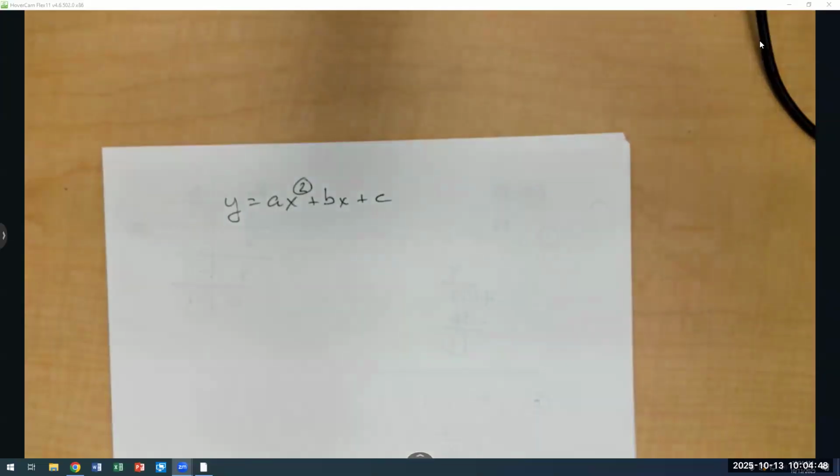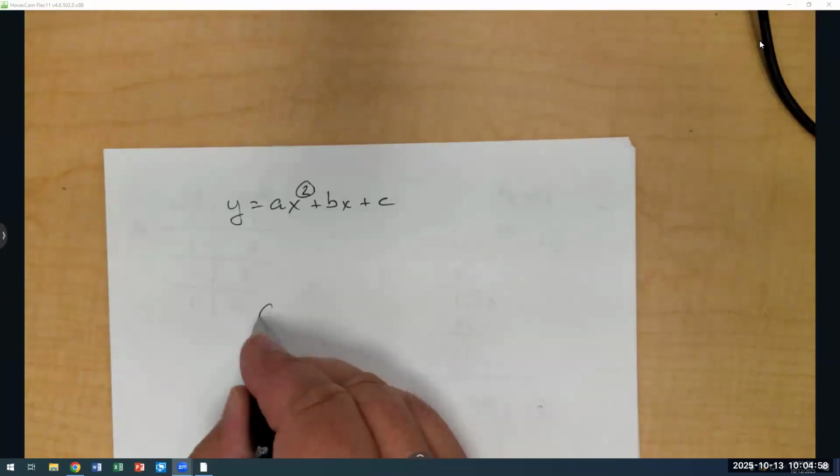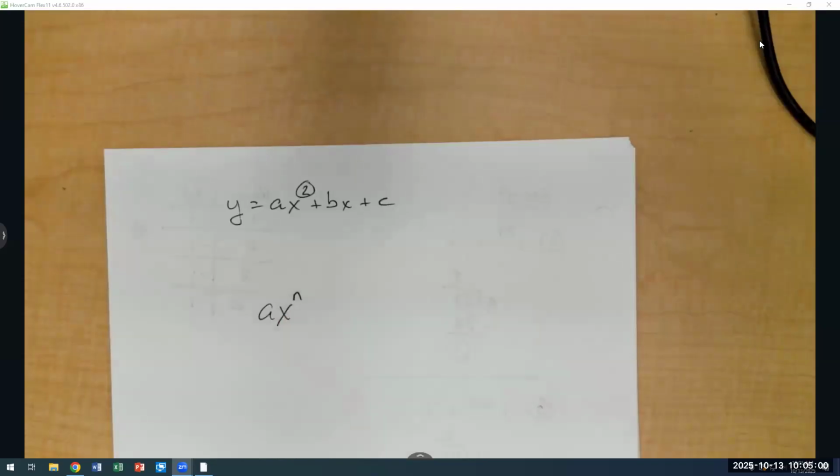Quadratic because it has a square. That's what we're going to cover in chapter 3 mostly. Chapter 4, it could be any exponent. And then we'll talk about what we look for, how we'll graph them, what we need. And then this is where we start building stuff up.